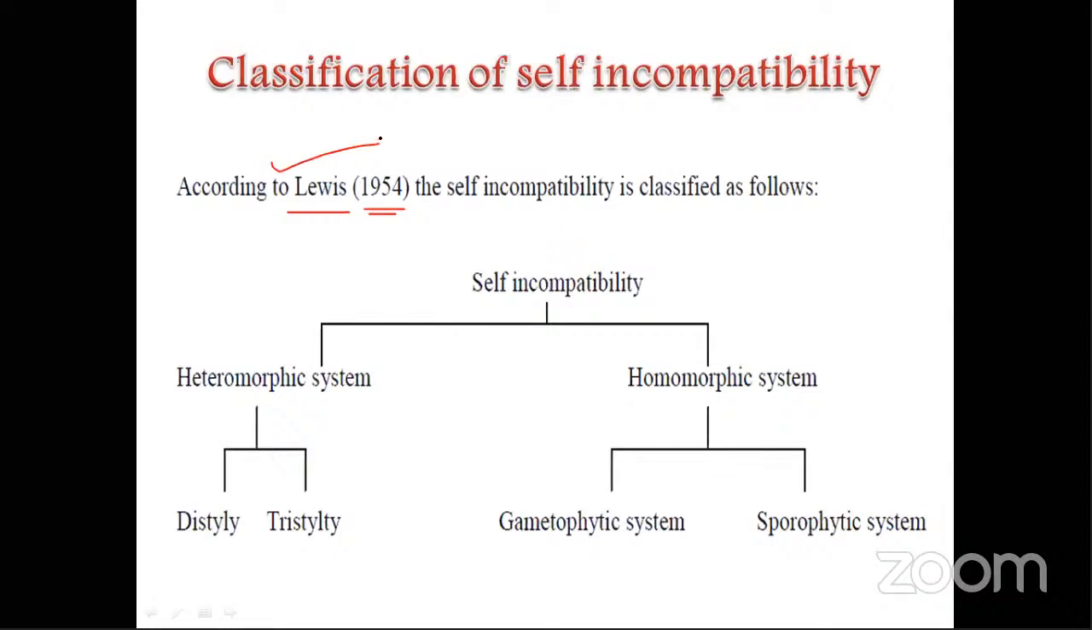So he has given the incompatibility reaction classification based on, first of all, whether the incompatibility mechanism is because of flower morphological difference or not. Based on that, there are two systems, the first one is the heteromorphic system, the second one is the homomorphic system. Here the flower morphology itself causes the self incompatibility. Okay, and this self incompatibility is not because of genes, and not because of physiological effect.